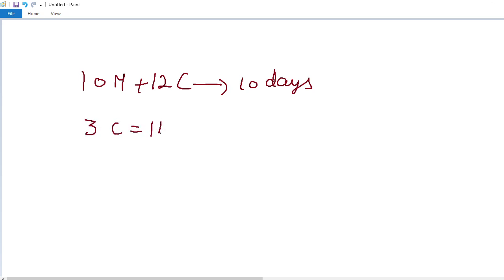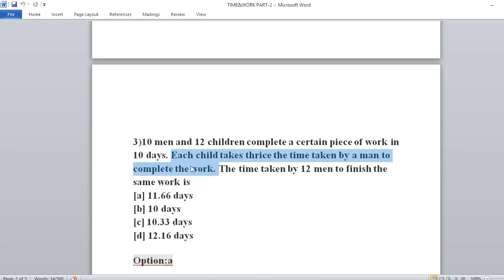So, the given data: 10 men and 12 children complete the work in 10 days. And another clue is 3 children equal to 1 man. Just observe the second sentence of the third problem: each child takes thrice the time taken by a man to complete the work. That means 3 children equal to 1 man. Time taken by 12 men to finish the same work.